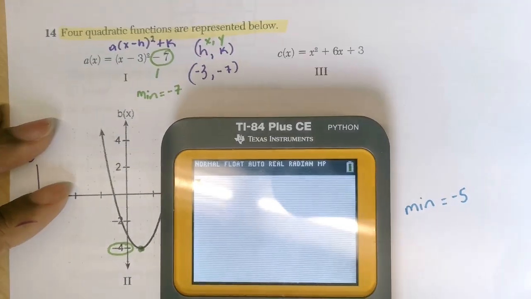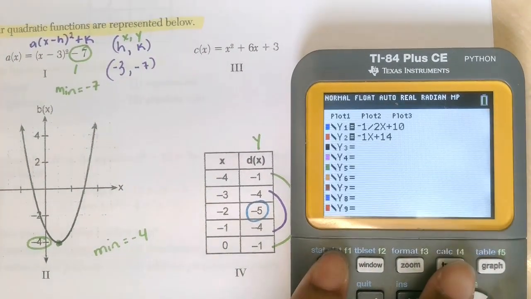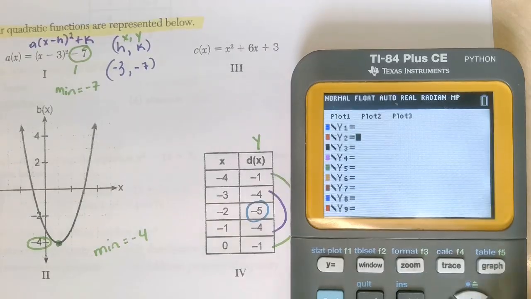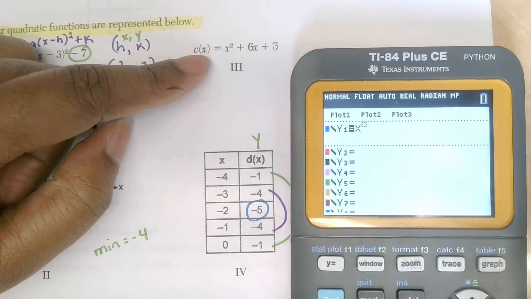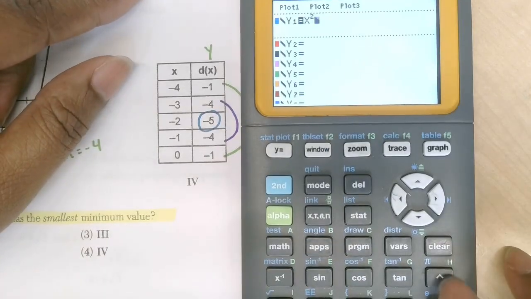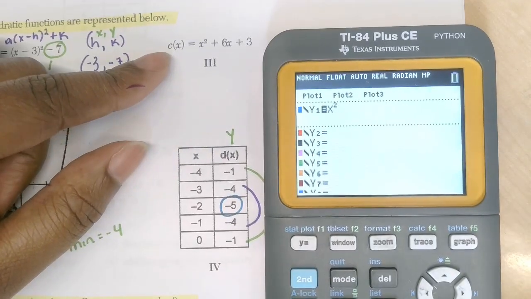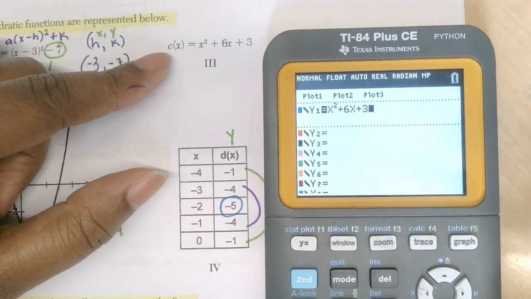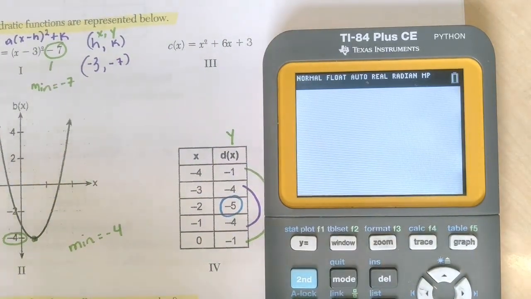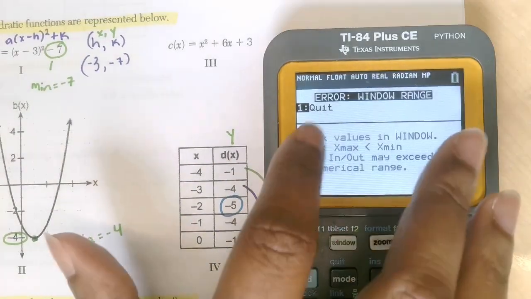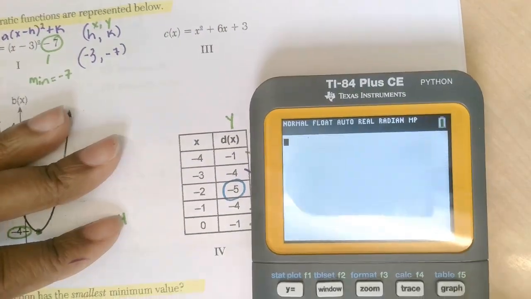Okay. For this one, you're going to hit y equals. Clear these because I was doing another problem before. I'm going to say x squared, and you get the square by pressing this half up like the top of a triangle, plus 6x plus 3. Hit graph. Forgot, this is the one that I need to reset. So if you get something looking like this, that simply means that your calculator needs to be reset.